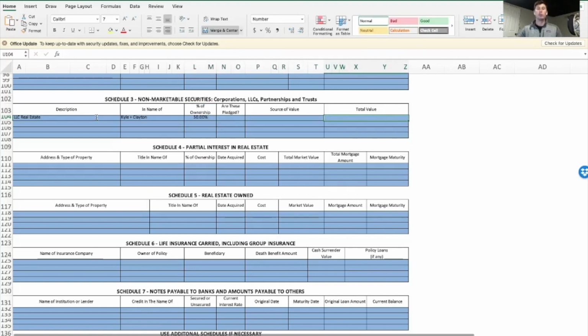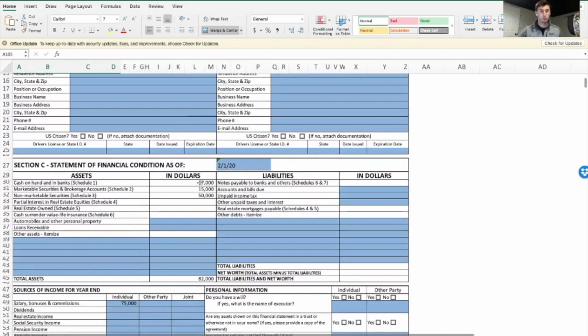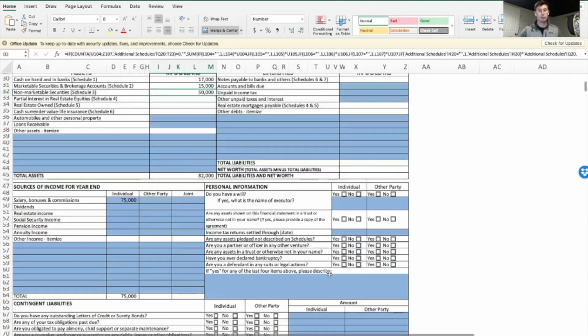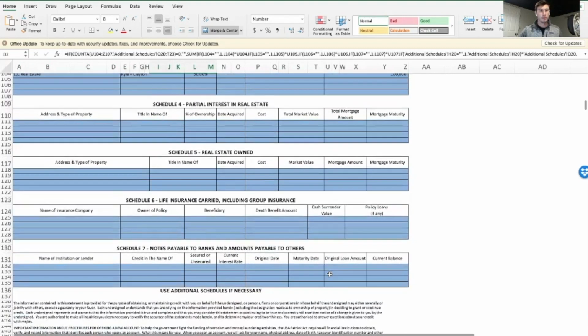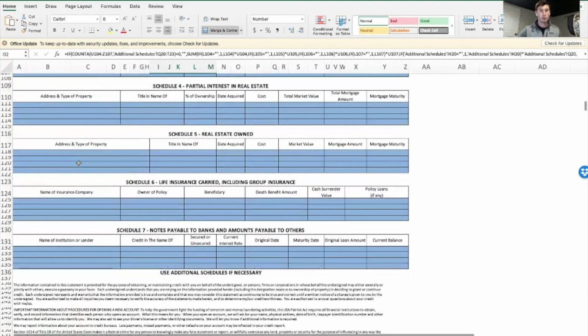Okay, total value. So what is the value of that LLC? Not my 50%, but the total value. Let's say that Clayton and I have an LLC and it's worth $100,000. So we're going to go ahead and put that. Automatically, it's going to deduct that $100,000 in half to 50%. Let's scroll up top, see what's going on. Here we go. See, $50,000. So it split it in half. Let's move on.